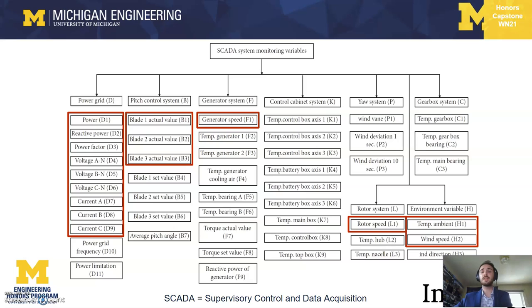So in the benchmarking process, I also looked into which signals could potentially be included in this project. A really good starting point was the SCADA system monitoring variables, where SCADA stands for Supervisory Control and Data Acquisition. Essentially, this flowchart shows the different data collected from wind turbines and their subcomponents. After discussing these various signals with my mentor at Invenergy, these signals boxed in red were prioritized for this analysis and then ranked based on priority.